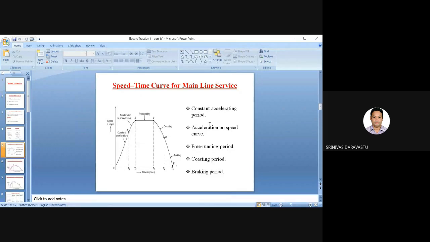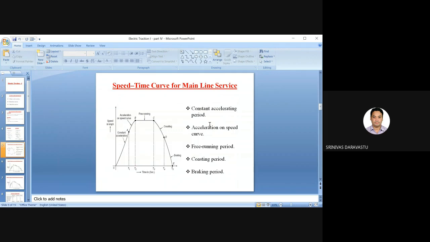Now first one is the constant acceleration period. During this period, the traction motors accelerate from rest. The current taken by the motors and the tractive effort are practically constant.